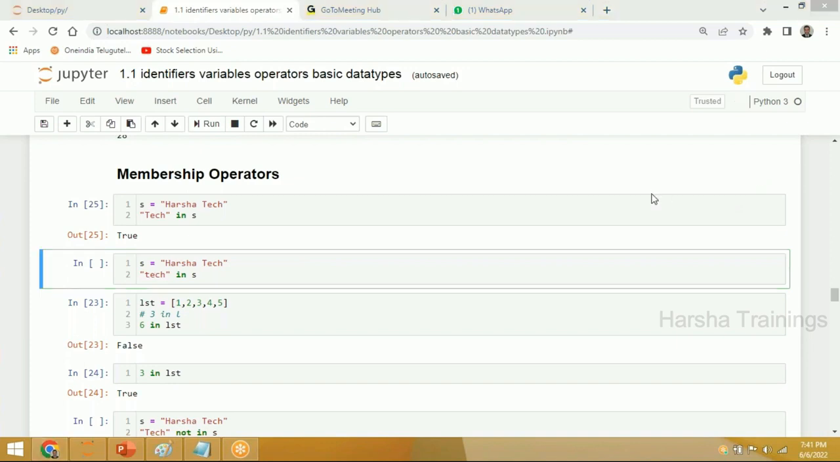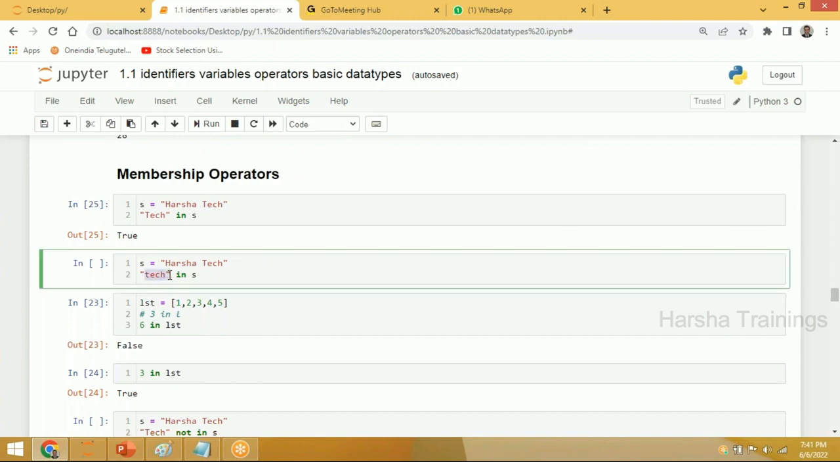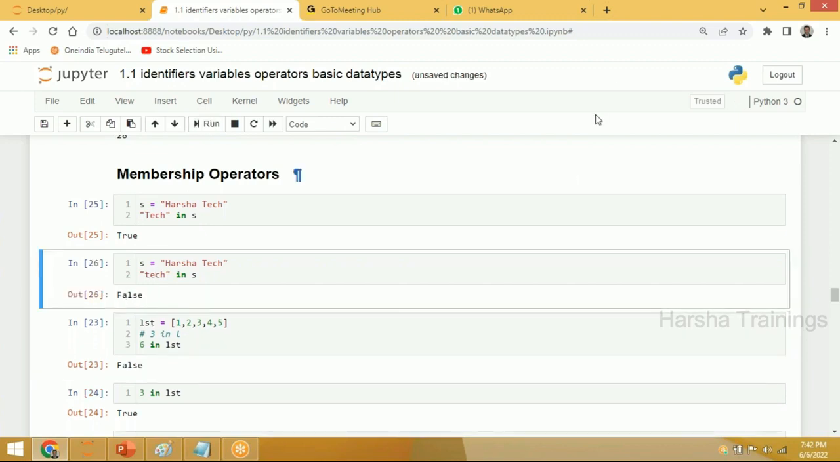Now, here I told one point. Did I say that Python is case sensitive? Yes. Here, tech is in small characters, but originally I have uppercase characters. So a small character is not the same as an uppercase character, so it is false. Can you please find the difference between these two logics?